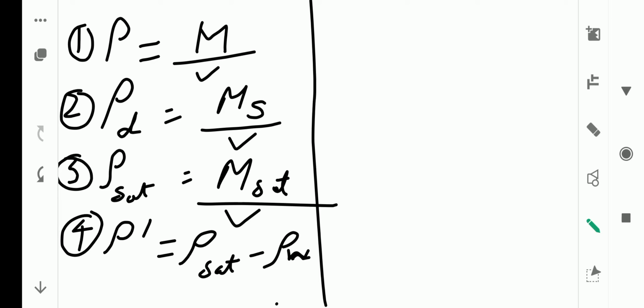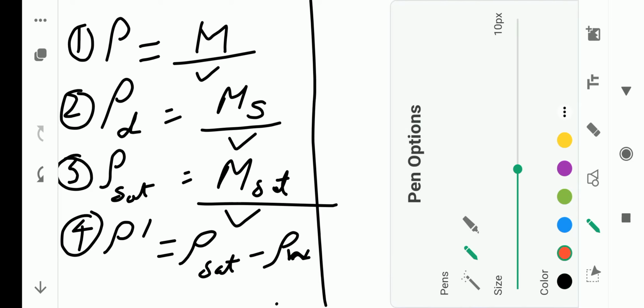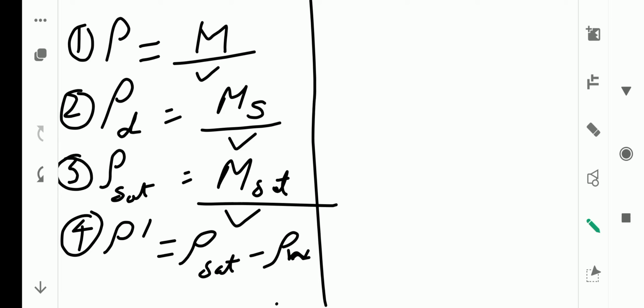Now it is very much possible to define these terms with respect to weight instead of mass. What we have to do? We have to simply multiply this term with g. What will happen when we multiply density or bulk density with g?